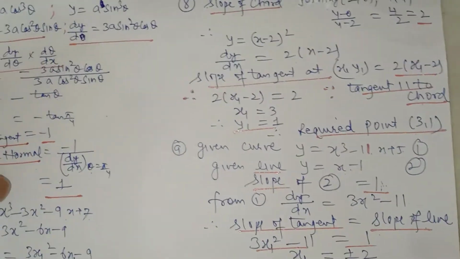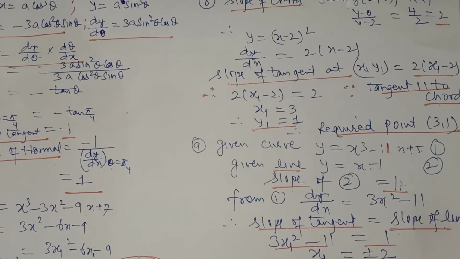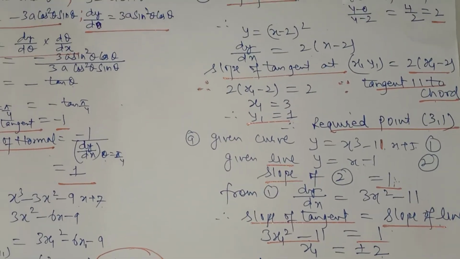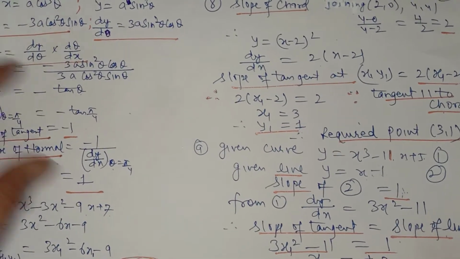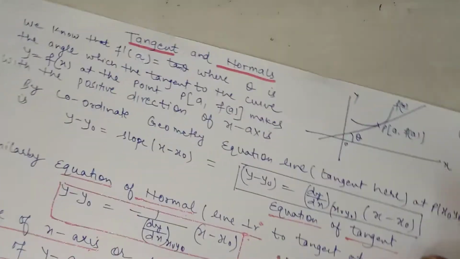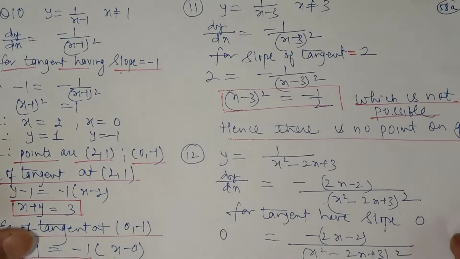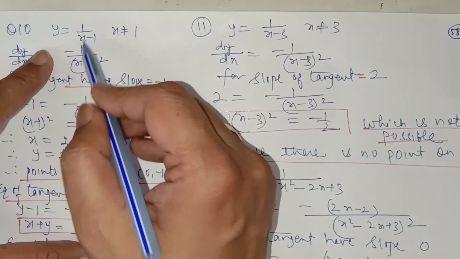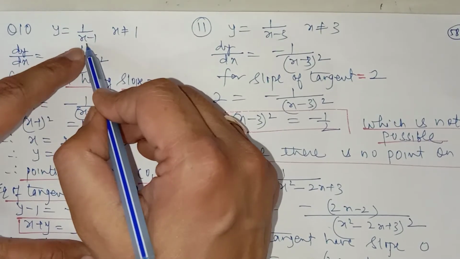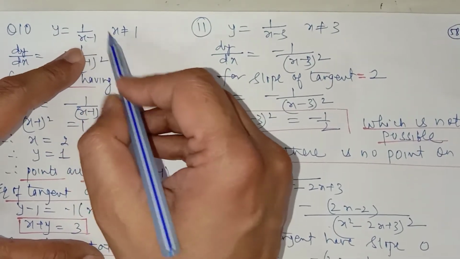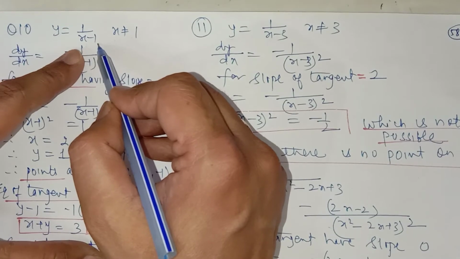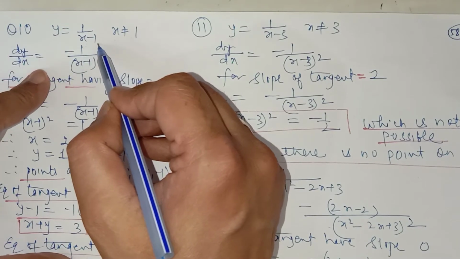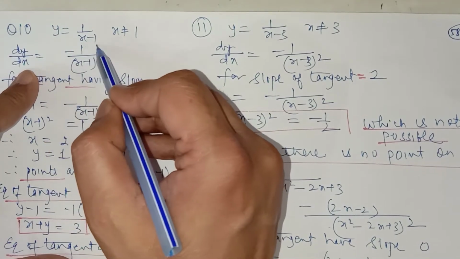So this is the slope of the tangent by differentiating the curve, and the slope of the line is given, so it is equal to the slope of the tangent. Now in question number 10, it is given that y is equal to 1 upon x minus 1, where x is not equal to 1, because when x is equal to 1, it is not a real curve. Now differentiate it by using the quotient rule.